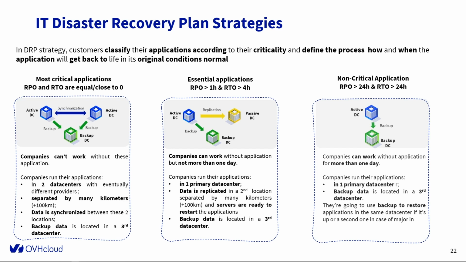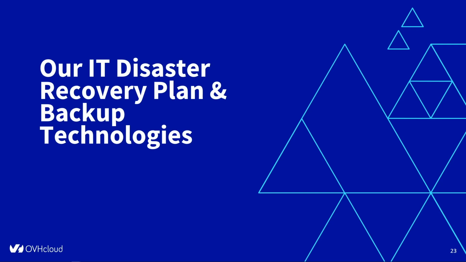The first one on the left is, I need an RPO and an RTO that's equal or close to 0. That means companies can't work without their applications. So if I'm a bank, an insurance company, or a company that produces things, I can't live without these applications because business grinds to a halt, and that's bad. So that is something where I want close to 0, and I'm going to potentially need synchronization in 2 active data centers and a backup data center.